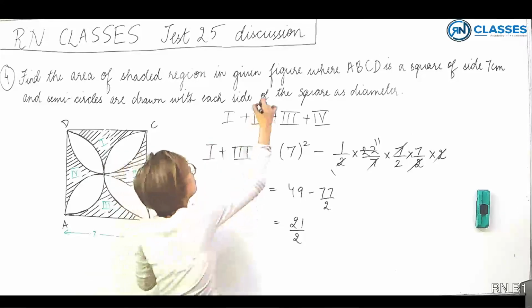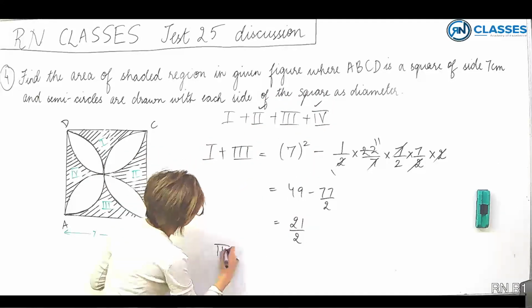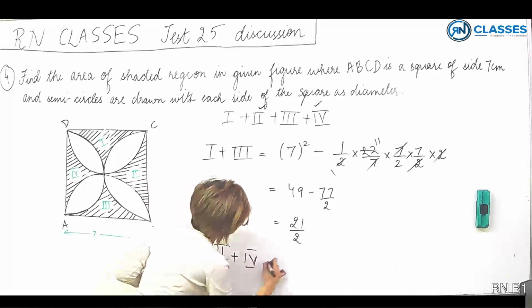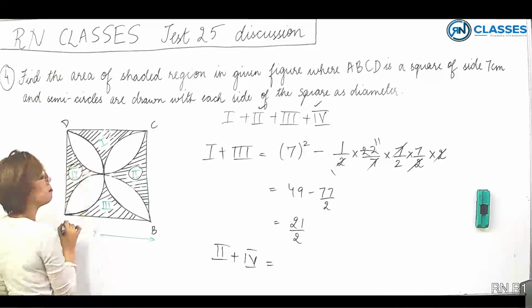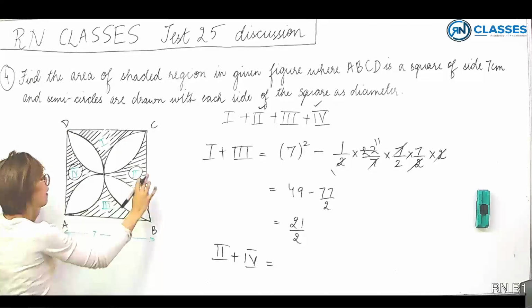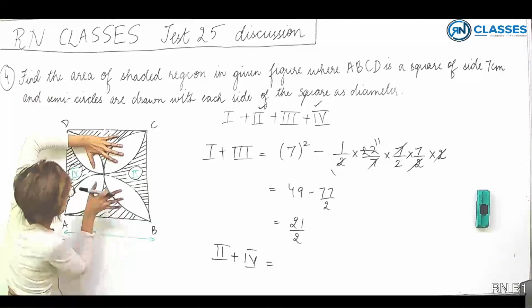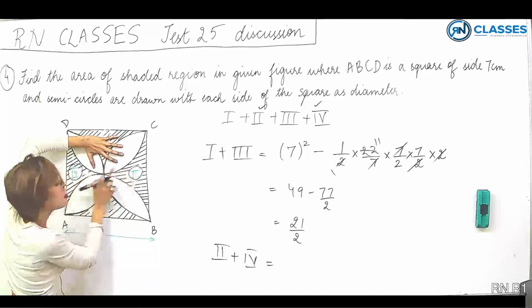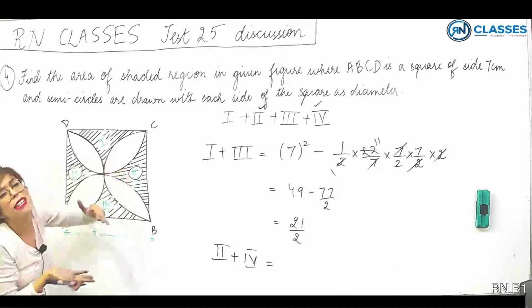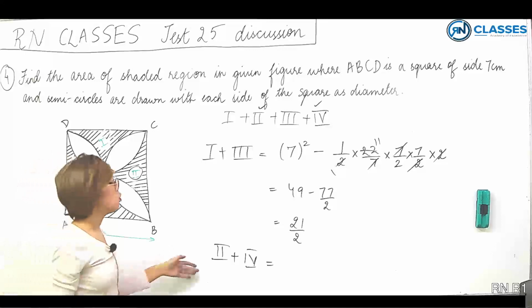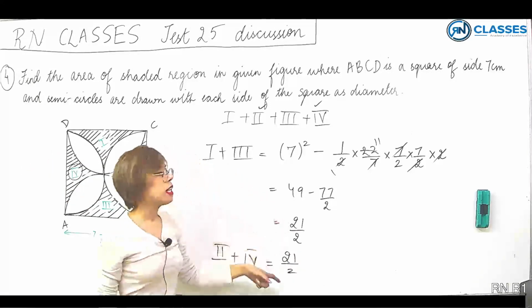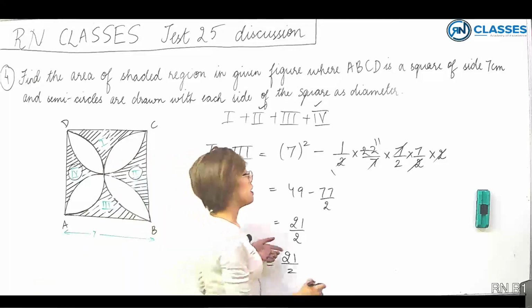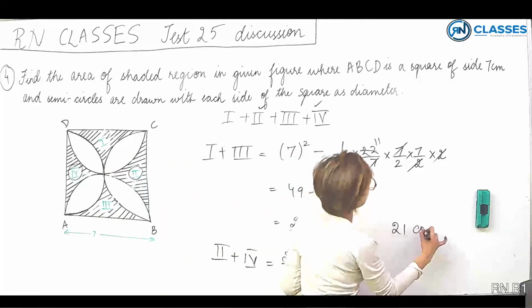You still need to find 2 plus 4. Now come on people, 2 plus 4 will be equal to what? Now I need to find out this area and this area. That means from the entire square, if I subtract this area and this area, I'll be able to find out this area. But that is equal, there is symmetry. Right? So 2 plus 4 also turns out to be 21 by 2. So just add them up and you'll get your answer as 21 centimeter square.